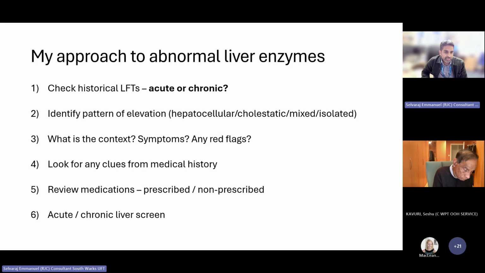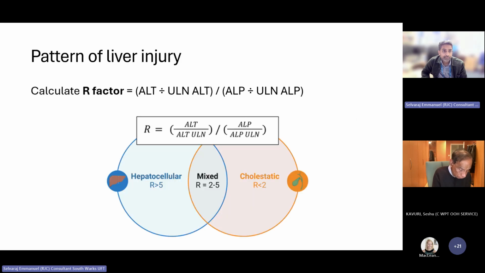And I find that most of the time there are clues in their past medical history or previous encounters and their medication history that sometimes points you towards the cause for the liver enzyme to be deranged. And then I work out whether I need to do an acute or chronic liver screen because they are different. And that's why the first question is working out whether it's acute or chronic.